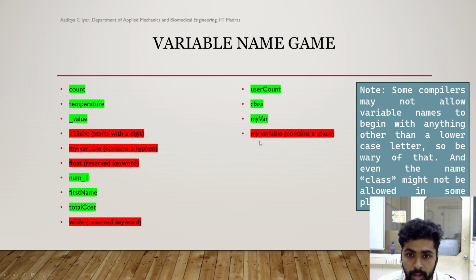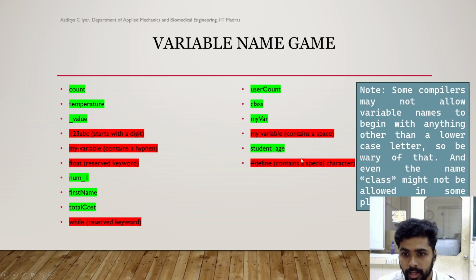My var is valid. My space variable is not valid because it contains a space. Student underscore age is valid. Hash define is not valid because it has a hash. If it were just define, it would be valid.